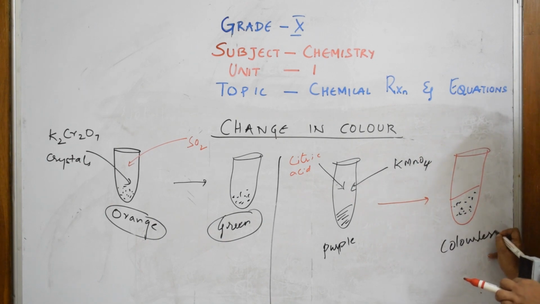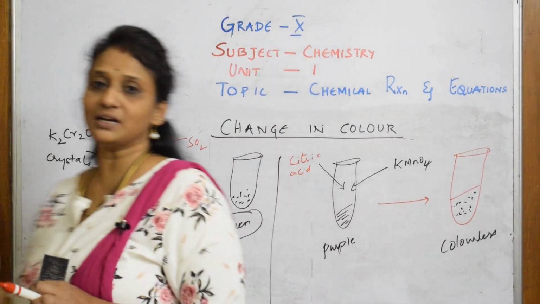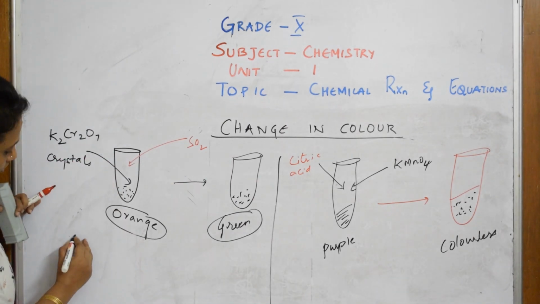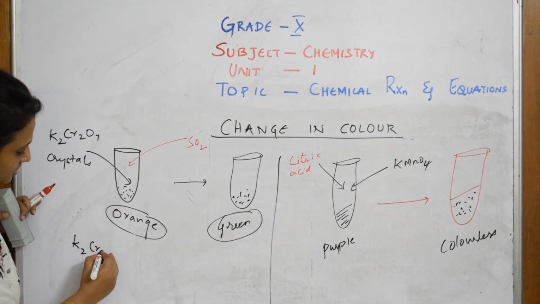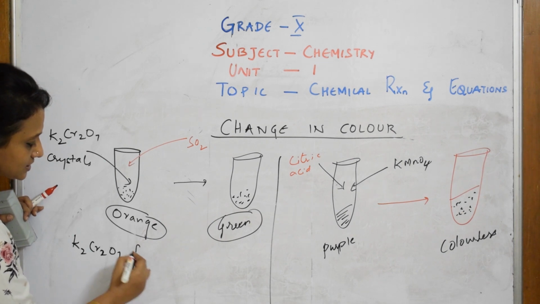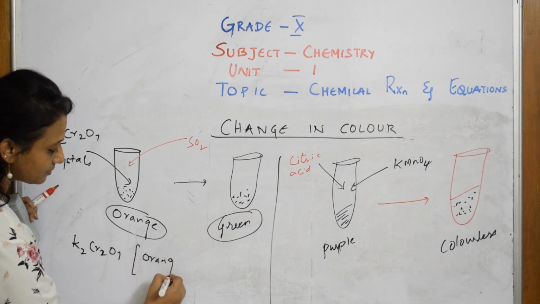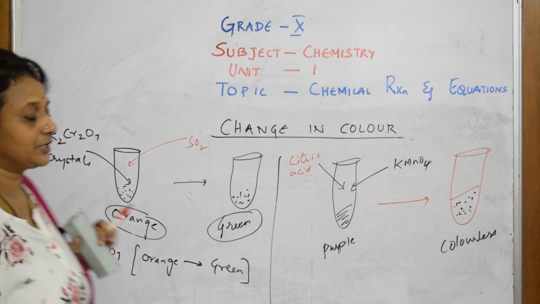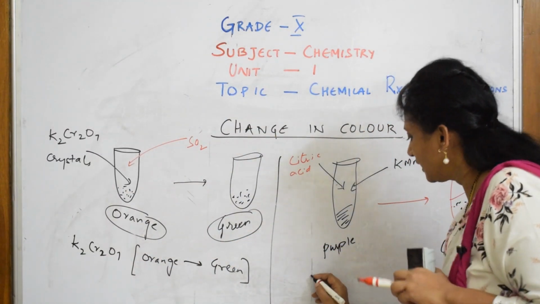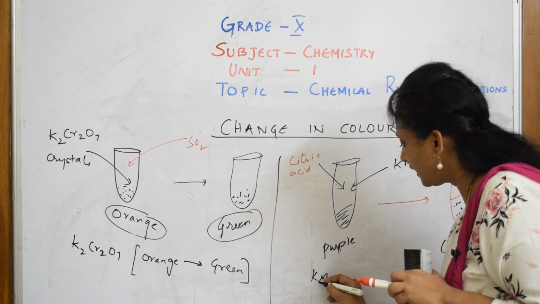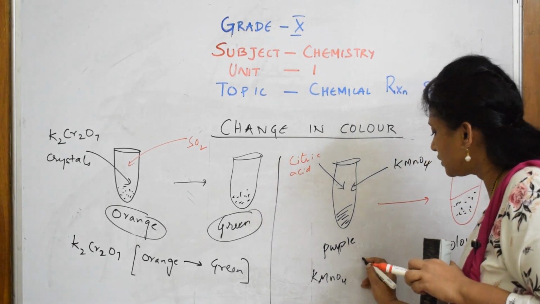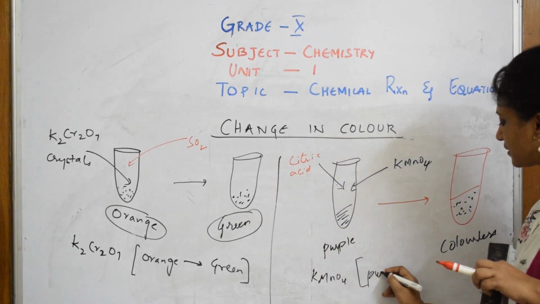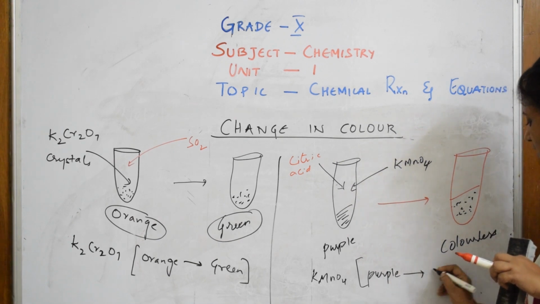So what are you observing? Potassium dichromate, let me write it down here. K2Cr2O7, from which color to which color has it turned? It has turned from orange to green. Potassium permanganate, KMnO4, which color to which color has it changed? It has changed from purple to colorless.